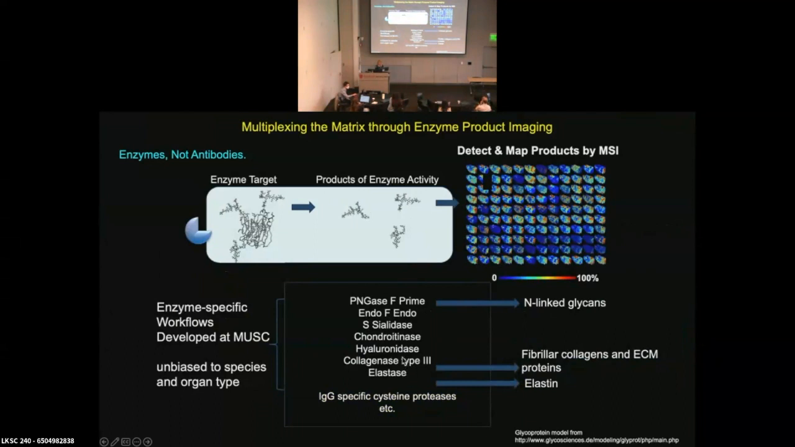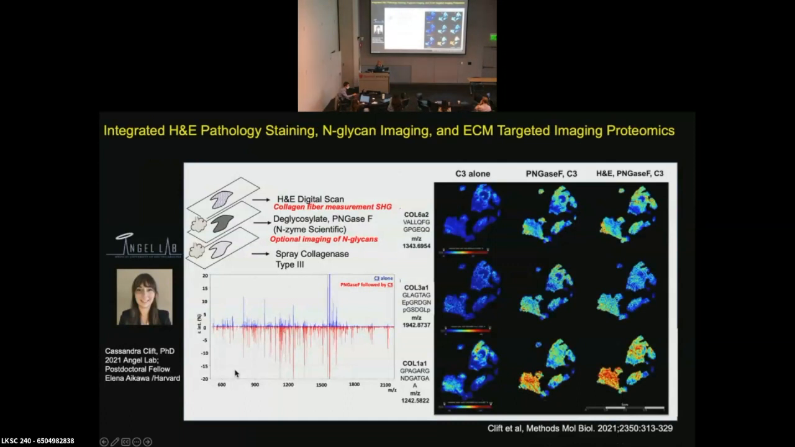We have some other enzymes that are also in the works as well. And importantly, this is unbiased to species and organ type. So this is an example of integration of H&E pathology staining and glycan imaging in ECM. And what we found is if we remove these large sterically hindered structures, we get a pretty large increase in detection of the extracellular microenvironment.